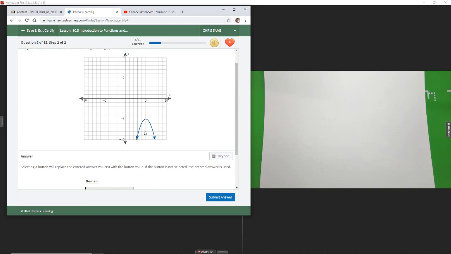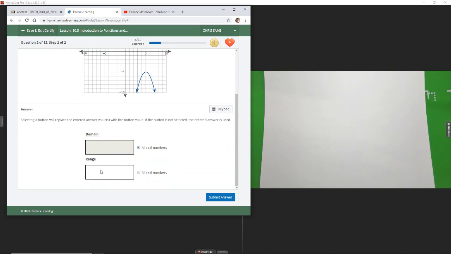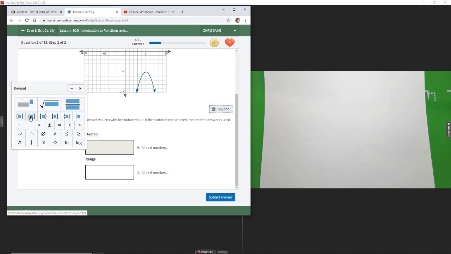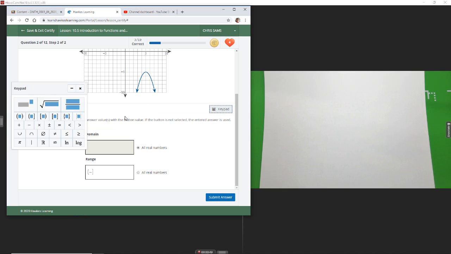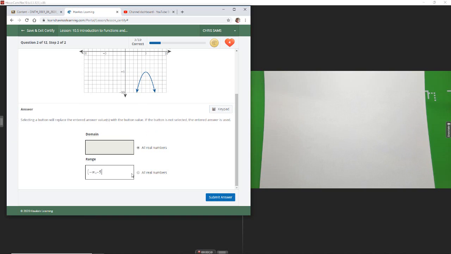And then the range, these are going down. So starting at -5, everything is going down. So from -infinity, it comes up as high as -5. So you always have to list it in increasing order, so from smallest to largest. So we need this keypad, and we want infinity on the left and a bracket on the right. Bracket indicating that we will reach this number -5, just not go past it. So we're going to say -infinity up to -5. And so that's the range value.